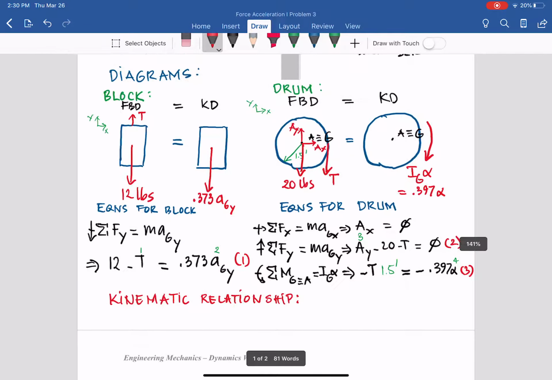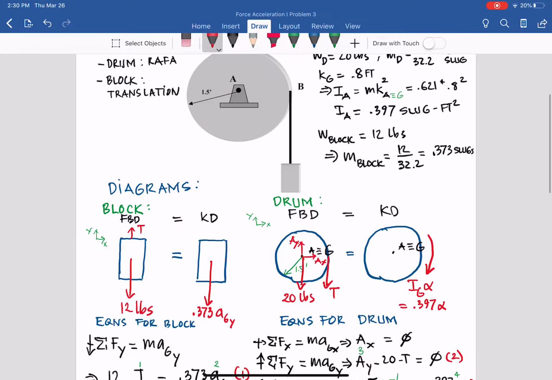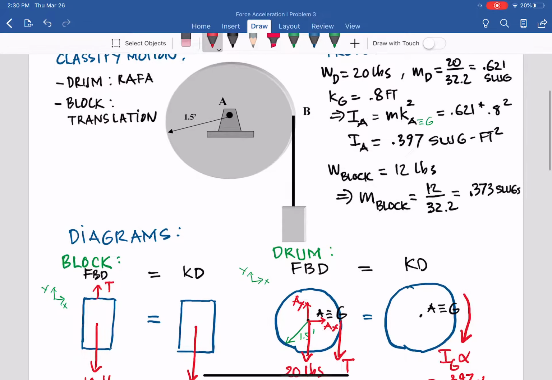Let's look at here. With kinematic relationship, these two bodies are not independent. They move together. So how do we relate the kinematics? Basically, velocity, acceleration, and displacement between the drum and the block. And you can see they hook at a common point B in here. So B belongs to the drum, and B also belongs to the block, right? So they have the same velocity.